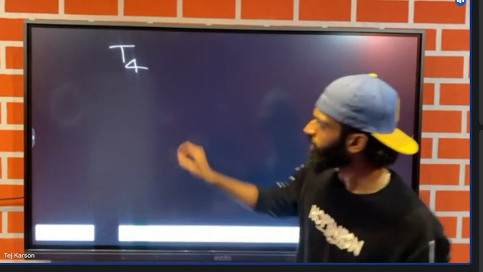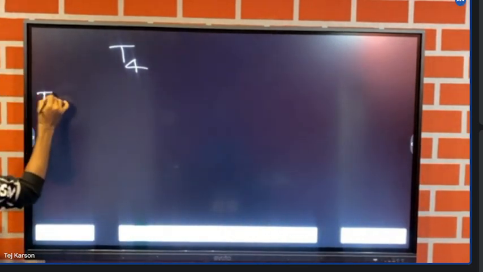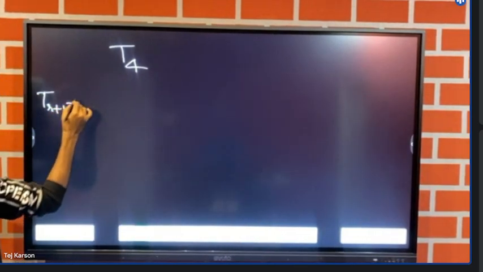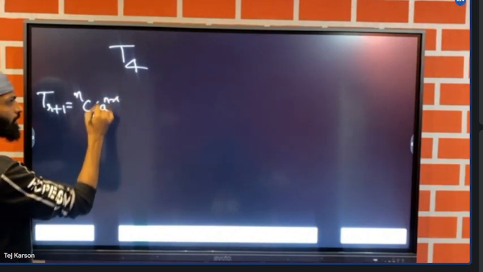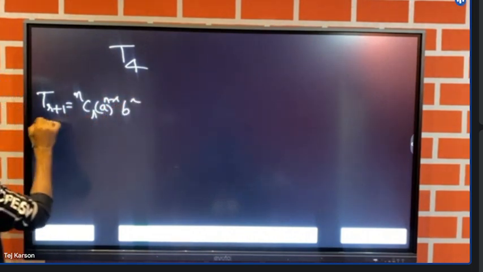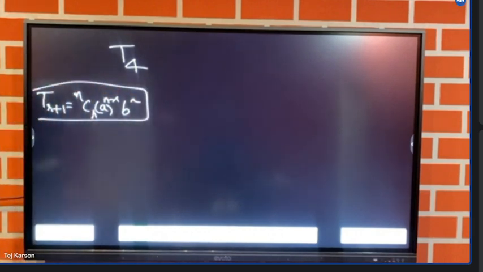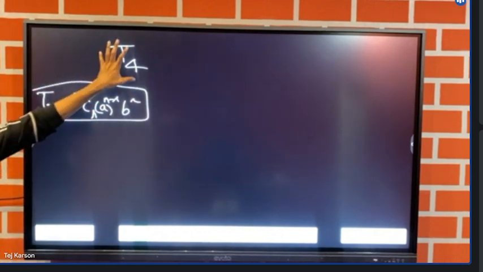T4, okay, if you guys are getting confused, I'll write yesterday's formula here, left hand side. T(r+1) is equal to nCr, a to the power n minus r, b to the power r. This is yesterday's formula, what we learned. Now, using this formula, I'll try to find T4.